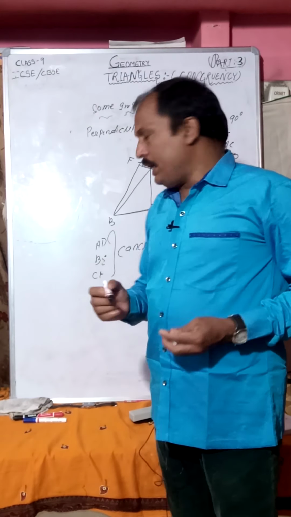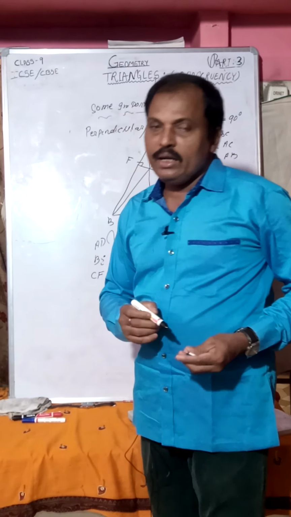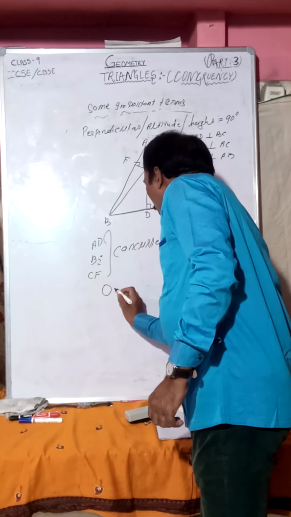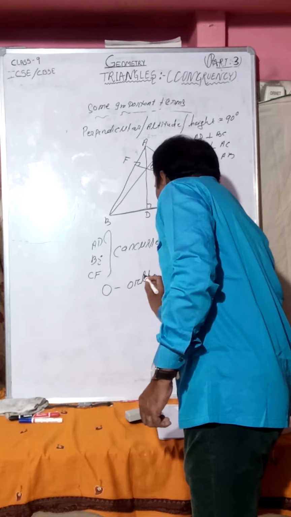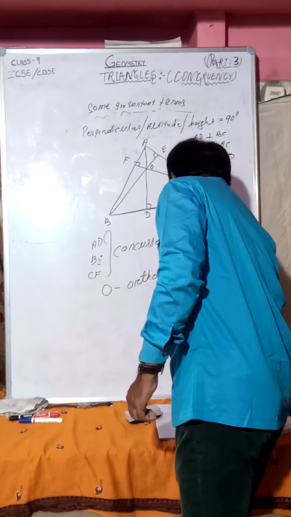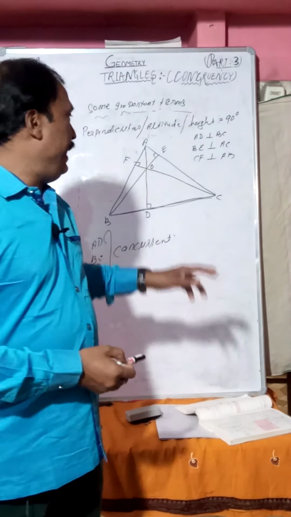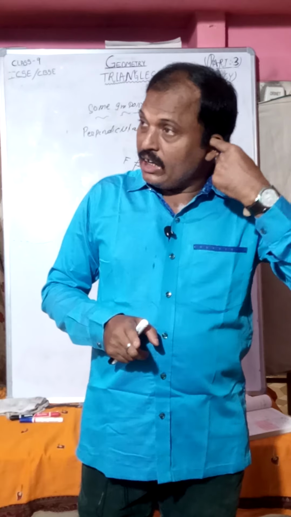AD, BE and CF are concurrent, means they meet at a point O. O is called the orthocenter of a triangle. Centroid and orthocenter. What is centroid?